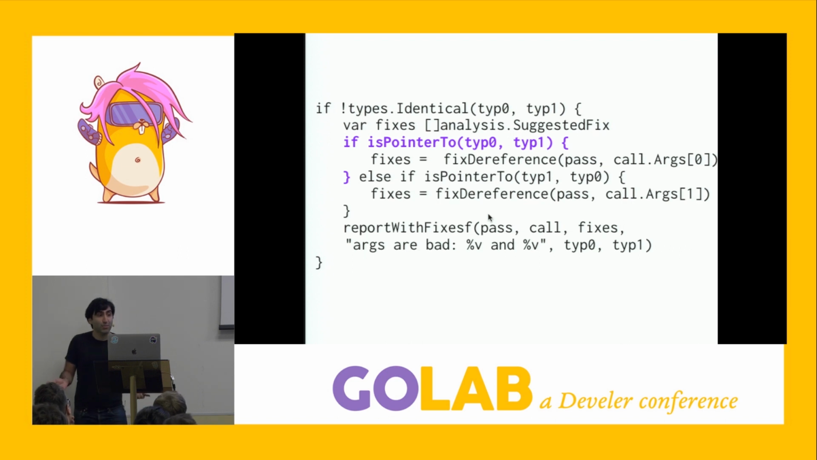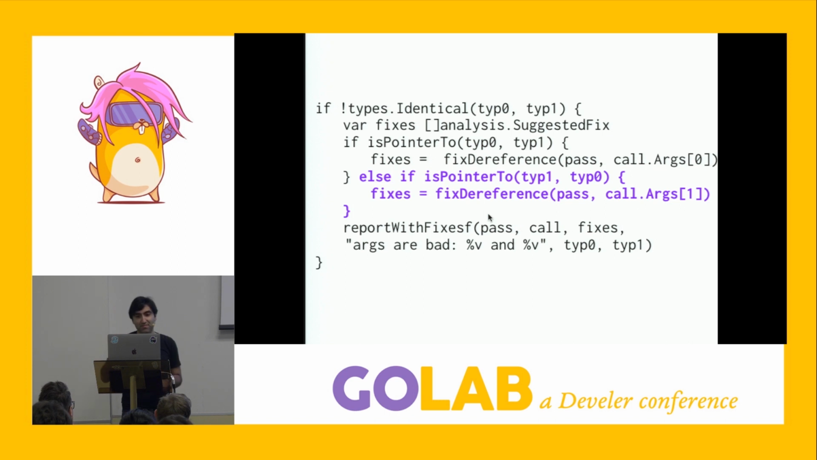So we're going to have this isPointer2 function, and if the first type is a pointer to the second type, we're going to generate a suggested fix that dereferences that pointer, and we're just going to add it to our bag of fixes. And same vice versa, if the second type is a pointer to the first type, we're going to generate a suggested fix. And then we're going to report this diagnostic with the suggested fix to the user, and we're passing in the fixes, and then that's going to get threaded through the analysis framework.